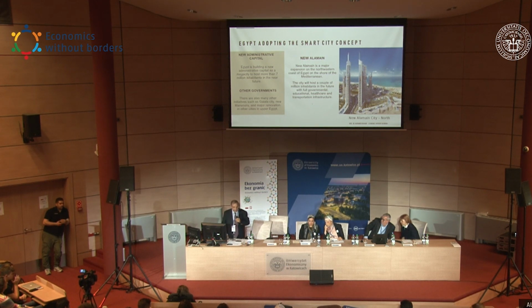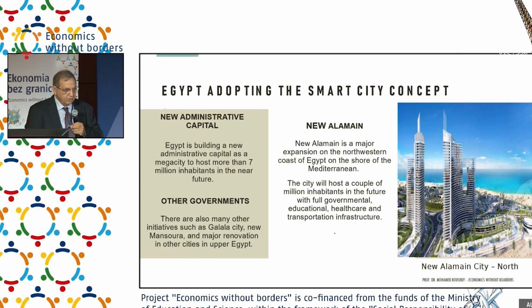Egypt is building a new administrative capital to host more than 1 million inhabitants in the near future. Also, many new smart cities will be built in Egypt, such as New Alamein. New Alamein is a smart city on the north coast of Egypt on the Mediterranean Sea.